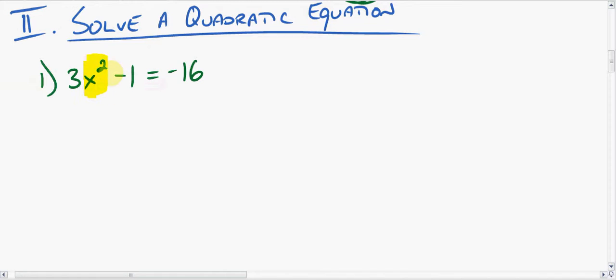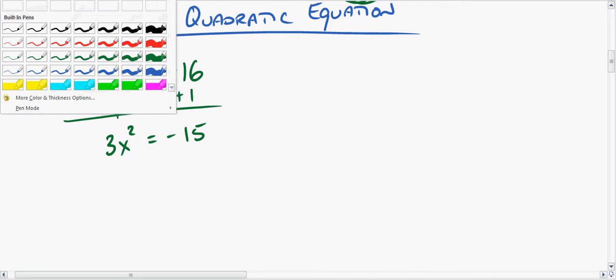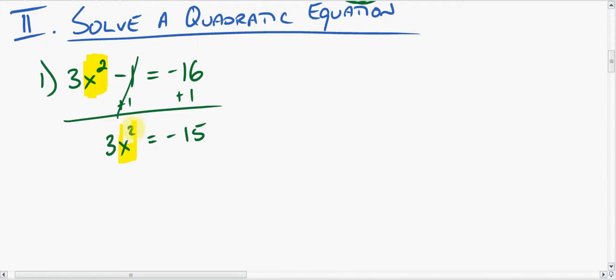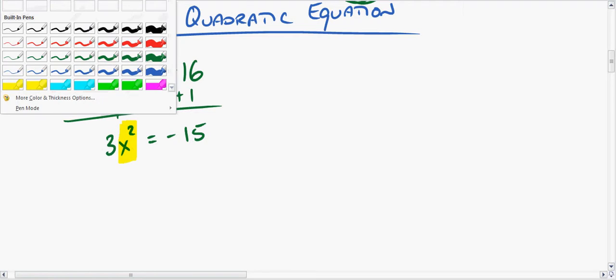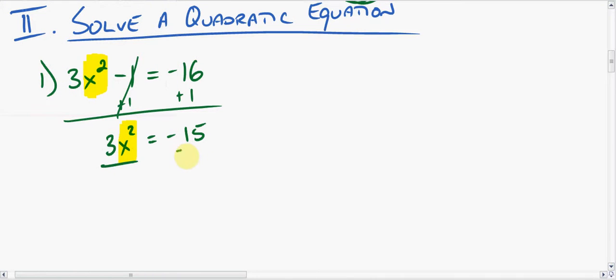Right, so we've got 3x squared minus 1 equals negative 16. As I've highlighted, we know we want to isolate this x squared. So I'm going to add over my 1. 1's cancel. And I've still got 3x squared equals negative 15. Again, still trying to isolate the x squared. So I'm going to divide both sides by 3. And I have x squared equals negative 5.